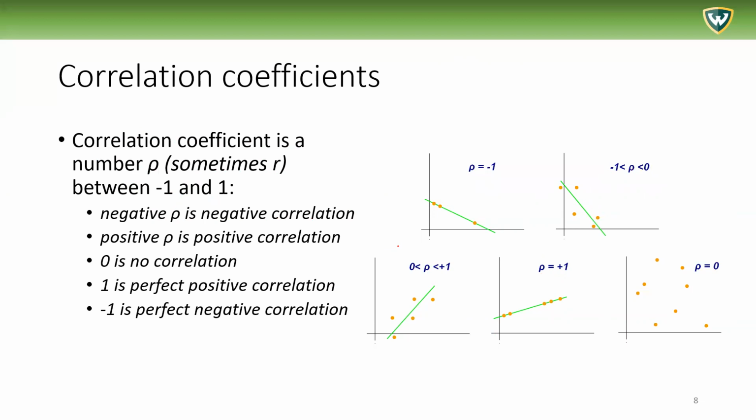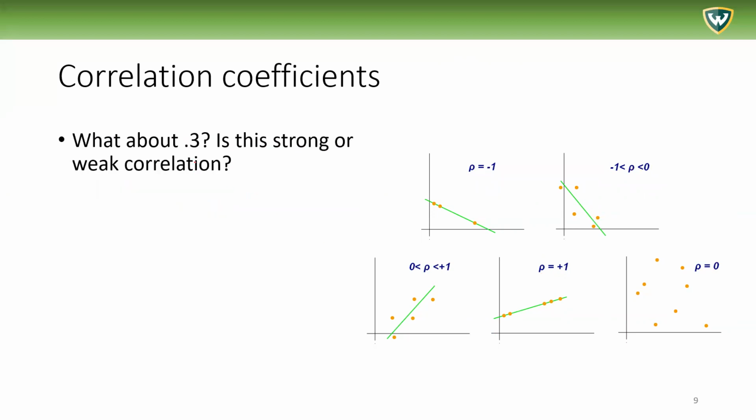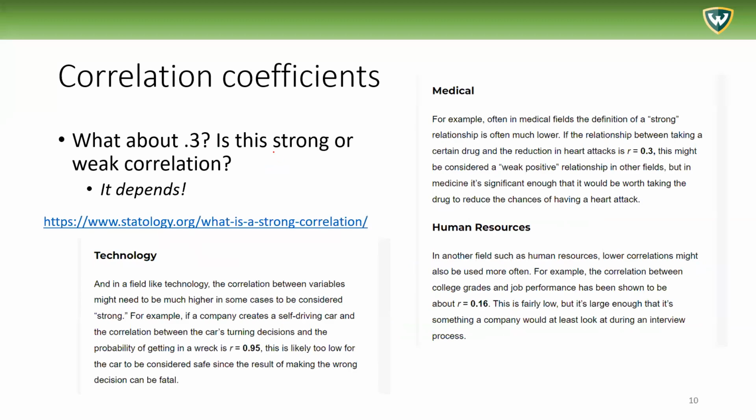We have a table over here. Well, what about 0.3? So it's kind of obvious: 0, no correlation; -1, perfect negative correlation; +1, perfect positive correlation. But what about 0.3? Is that weak, moderate, strong correlation? And of course, it depends. So it depends on the context you're in, it depends on the expectations, it depends on what's at stake.